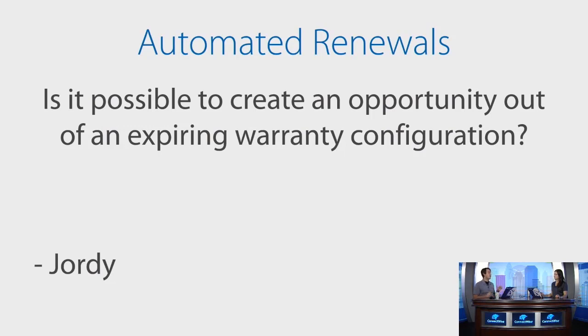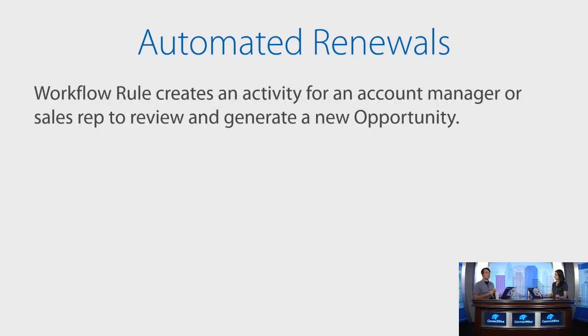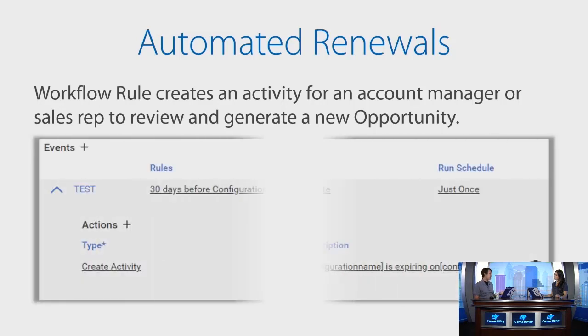Our next question is about automated renewals from Jory. Is it possible to create an opportunity out of an expiring warranty configuration? It is not possible to create the opportunity itself, but you do have two other options that I think work pretty well. The first is you can use a workflow rule to create an activity automatically. This is typically created for the account manager, but it can be for anyone in your organization who's going to be handling quoting for these renewals. And it's very easy to create the opportunity from that activity.